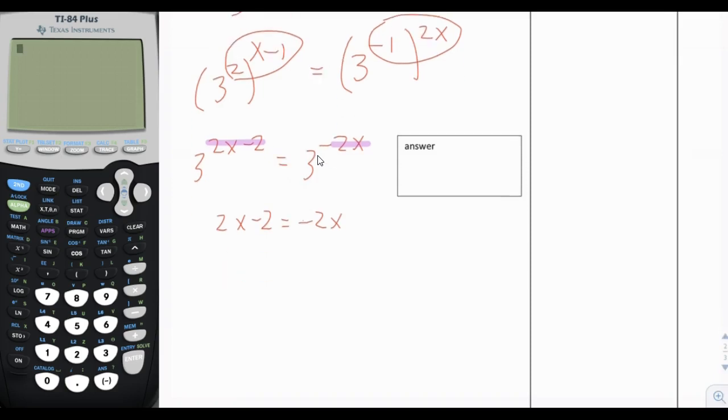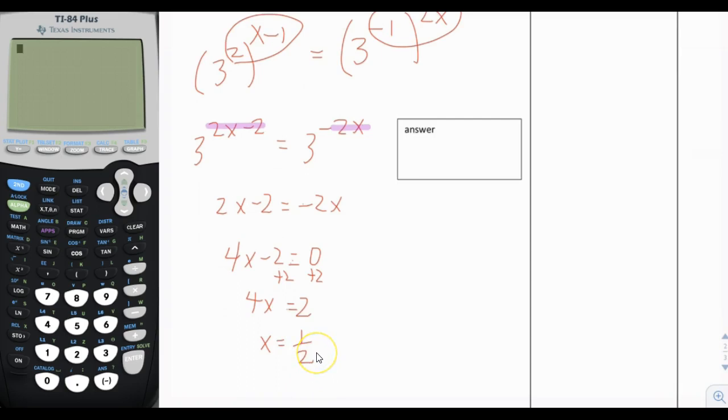Okay, and then we're going to add 2x to both sides. We get 4x minus 2 equals 0. And then we're going to add 2 to both sides. We're going to get 4x equals 2. So x is equal to 1/2.